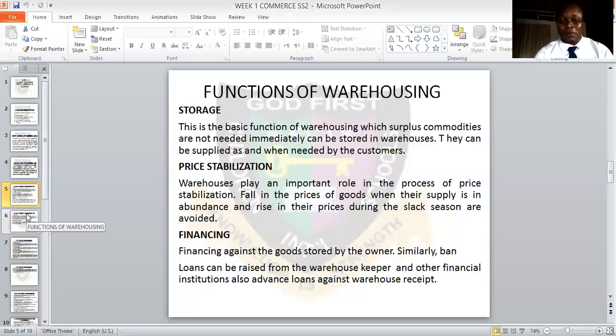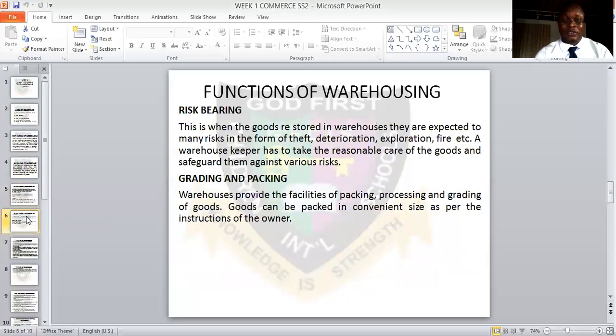So simply means they can get a loan from the bank, not only from the bank, from the warehouse keeper as well. The next one is risk bearing.